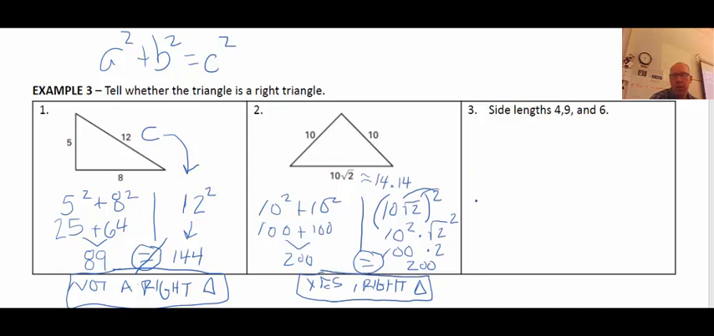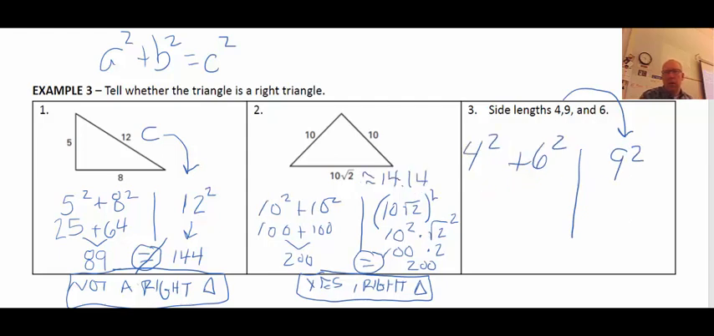Finally, number 3. Pay very close attention that the numbers are out of order and that the 9 needs to be our c when we plug it in. So we have 4 squared and 6 squared as the two smaller sides, 9 squared as our largest side, the hypotenuse. So we'll have 4 squared plus 6 squared, with 4 squared being 16 and 6 squared being 36, for a grand total of 52 on the left side. 9 squared all by itself is 81.